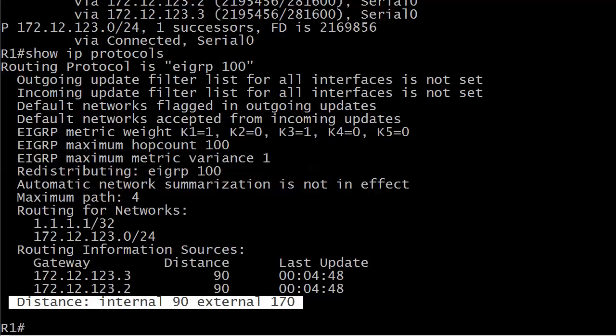So in the very next video, we will talk about the variance command for a few minutes. We're going to do a little math, so keep that pencil and paper handy, and then we will see it in action in our network.